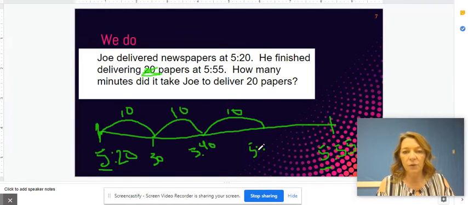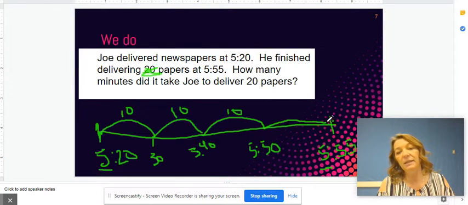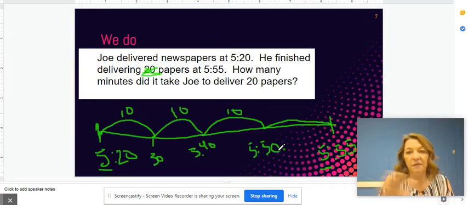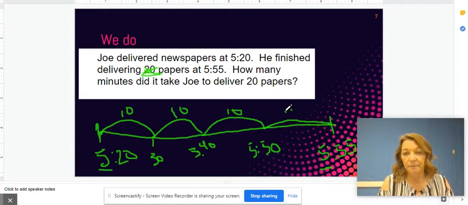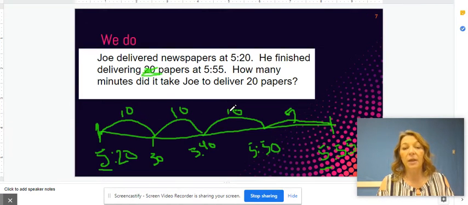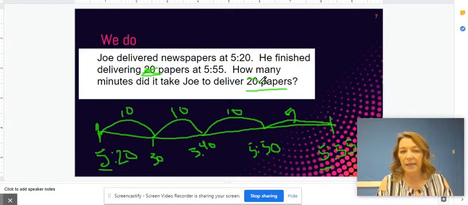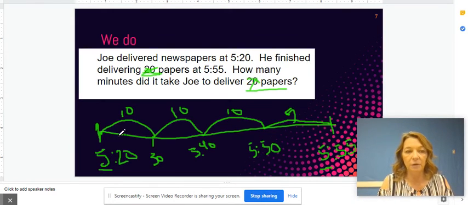Ooh, we've got two of the numbers right now. We've got the hour right and the tens place of minutes right. So now we only need a little bitty hop. How do we get from 5:50 to 5:55? 5 more minutes. That's absolutely right. So now we need 5 more minutes. 10, 20, 30 plus 5 more, 35. So it took him 35 minutes to deliver those papers. Remember, don't let that extra number in there get you confused.